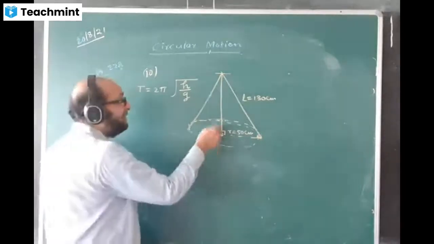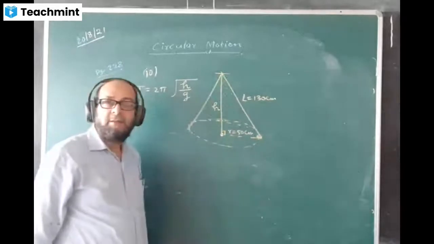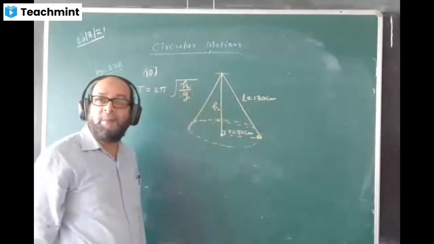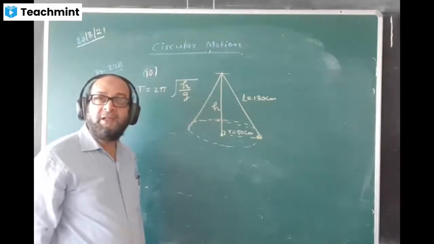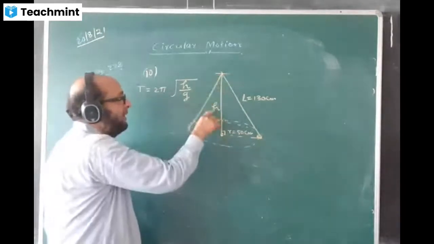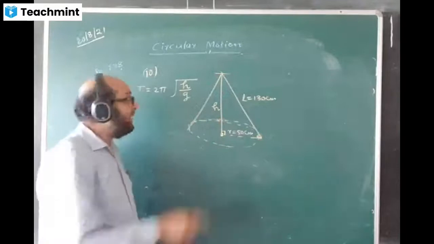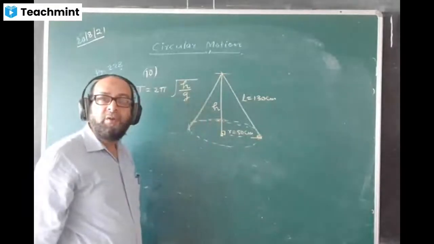No. h is this height, the vertical height. You have to find it. Otherwise, I would have written l by g, but that is the formula for a simple pendulum. The conical pendulum formula is different: h by g. You have to write the vertical height from the center to this point. Use Pythagoras theorem, find the value of h. Then that value I will put here and find the answer.